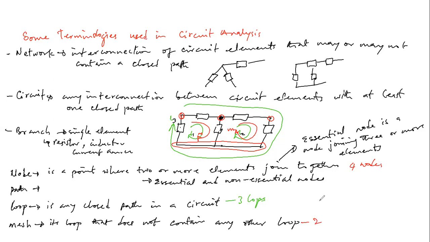So now that we have talked about some of these basic terminologies, the definition of mesh here will assist with mesh analysis, while the identification of nodes will assist us when we begin to talk about node analysis. We already know a branch is a single element. So once we're able to identify a branch and then join two branches together, we have a node. Wherever two elements join, it's a node. Okay. And once we have a closed path in the network, then that is a circuit.